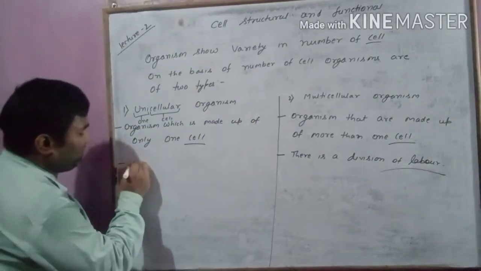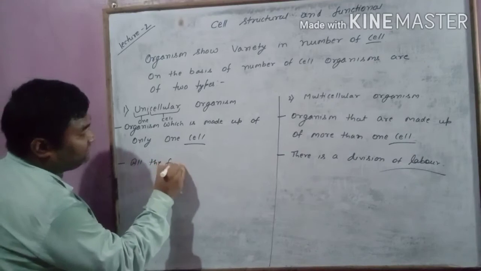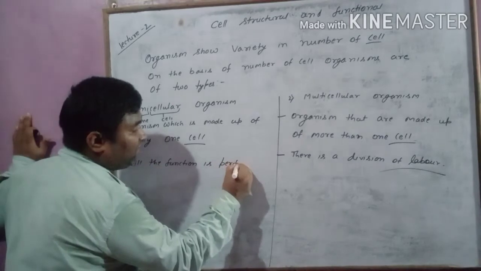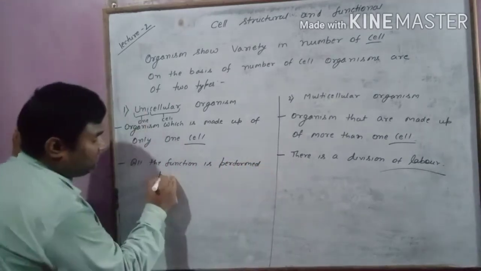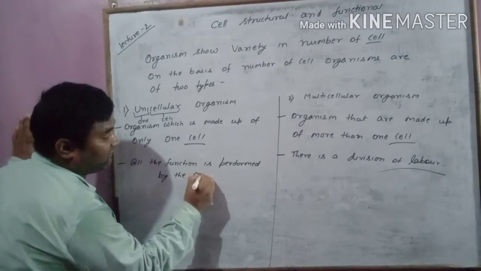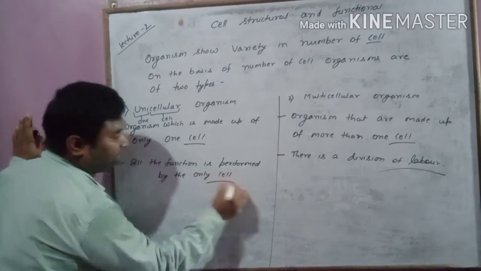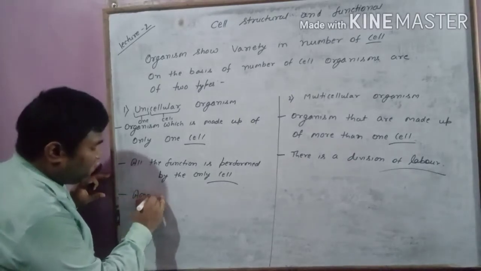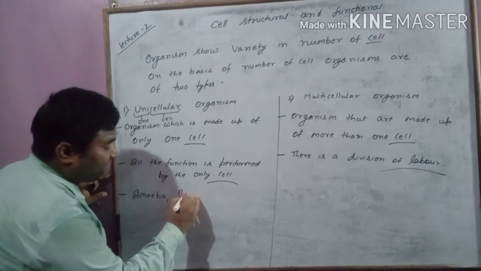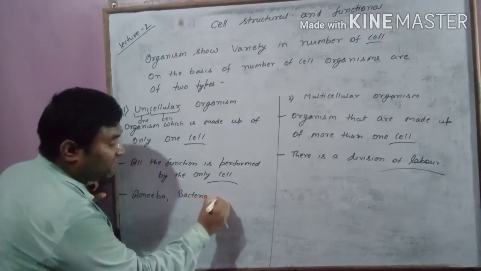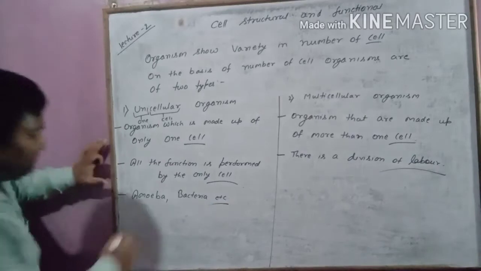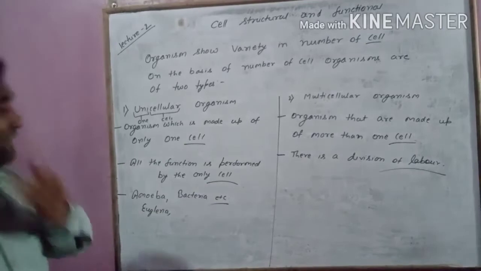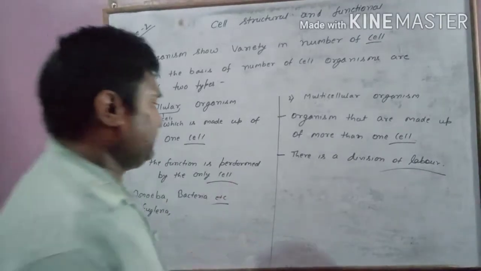So all the functions is performed by the only cell. Example of unicellular organism: amoeba, bacteria, etc., Euglena, right? So these are the example of the unicellular organism.